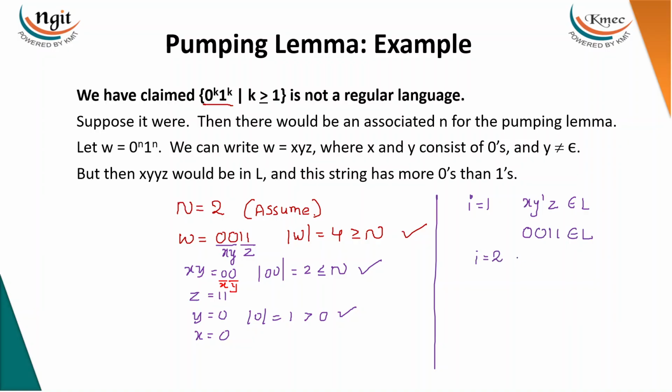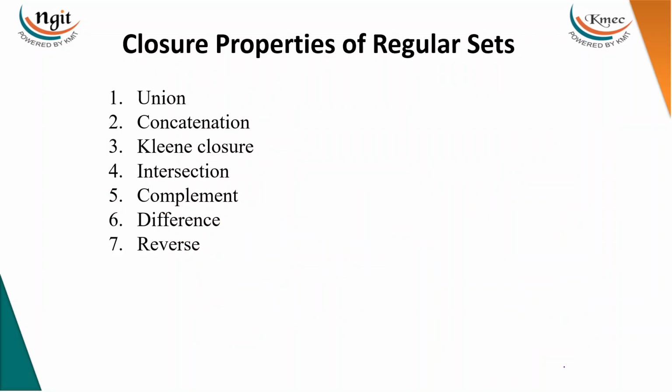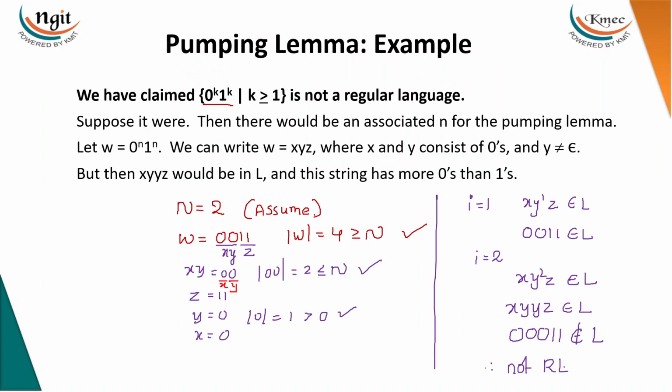You take i equivalent to 2, x, y square, z should belong to L, otherwise it is not regular. So x, y, z should belong to L. x means 0, y means 0, one more y means 0, 1, 1, but actually it does not belong to L. Our assumption is made wrong. Then we can say that the language is not a regular language. So this is how we can prove whether it is satisfying the pumping lemma or not.